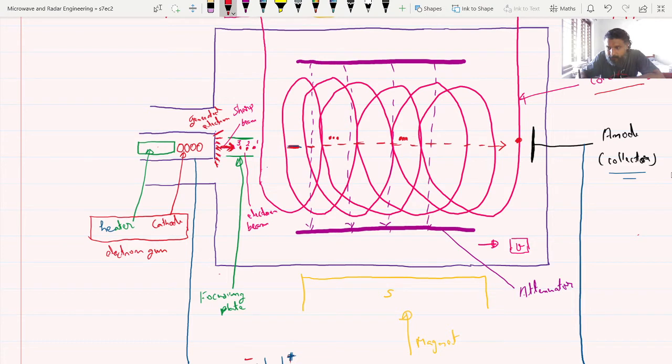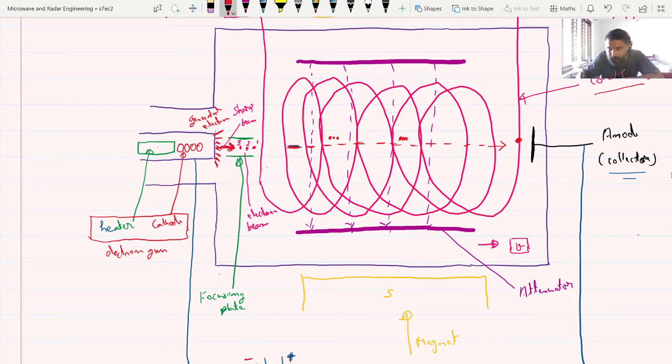And not only that, it is having an attenuator. You can see that the attenuator is indicated in the violet color. I have indicated a violet color. This sharp electron beam will be moving towards the slow wave structure in the helix. You are having an attenuator.